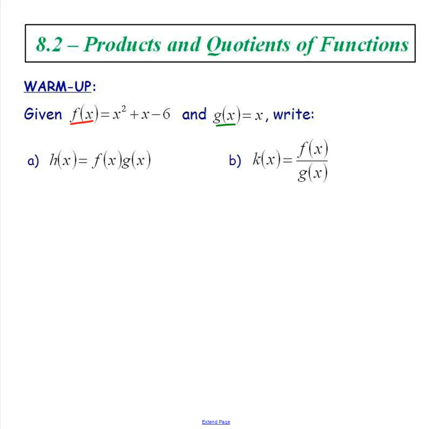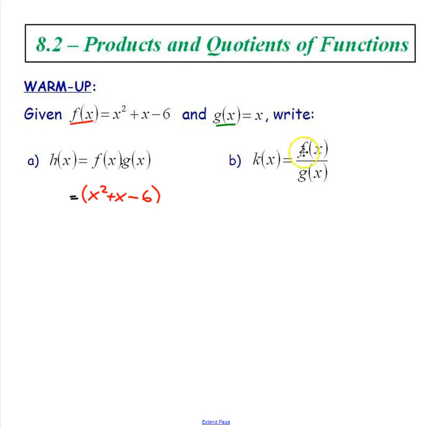What I have here are two functions. You've got your f at x and your g at x. One is a quadratic and one is a linear. I'm going to create two new functions, one through multiplication of the original functions, and then one through the division of the original functions. Okay, so why don't we start off with h at x, and we're going to do this algebraically.